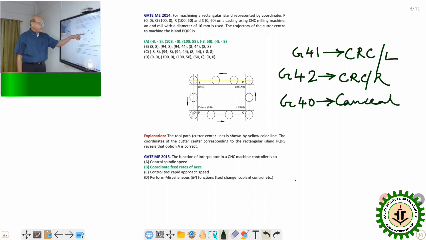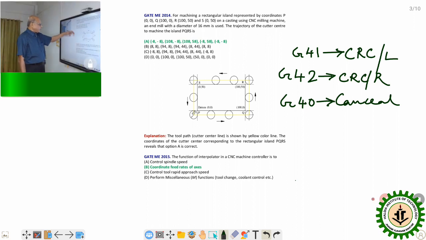Anyway, for this particular problem these codes are not required, but they are frequently used as far as profile milling is concerned. Now since the cutter diameter is 16 mm, the cutter should occupy a position such that the four different surfaces that would be generated are tangent to the cutter location as the cutter moves from P, Q, R, S and back to the original point P. Since the radius of the cutter is 8, you have to just subtract or add 8 millimeter so that we can get the corresponding center points.